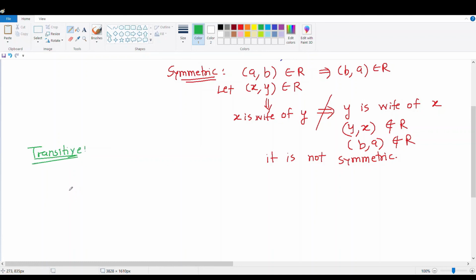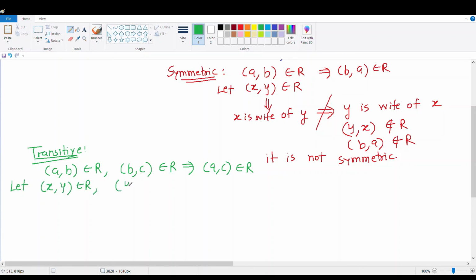Now, the definition for transitive is what? That if you have (A, B) belongs to R and (B, C) belongs to R, then you will have (A, C) belongs to R. Okay, so let (X, Y) belong to R and (Y, Z) belong to R, and then we will see whether we get (X, Z) belongs to R or not.